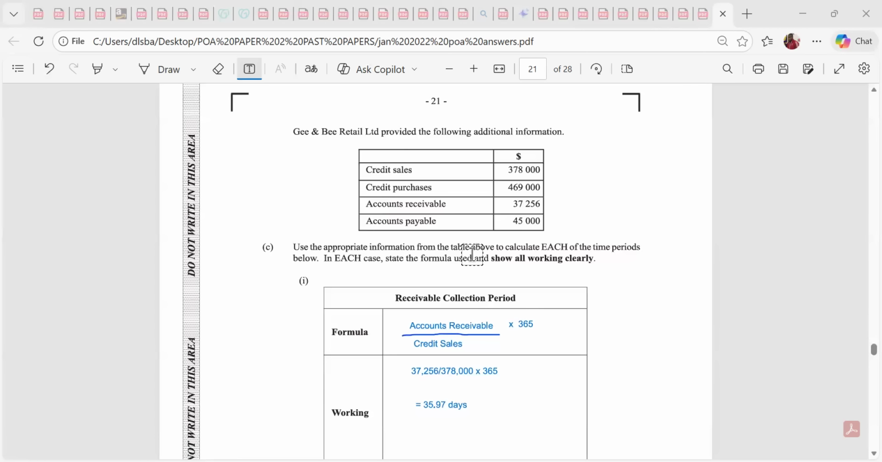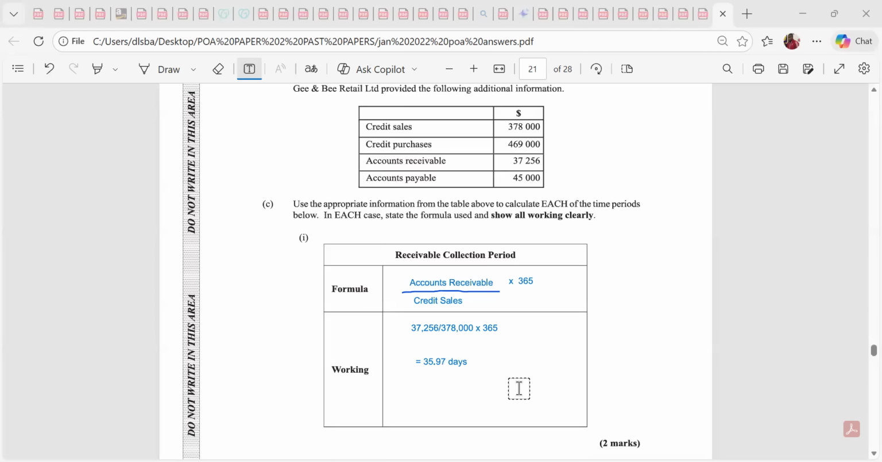The formula is accounts receivable divided by credit sales, multiplied by 365 if you want it in days. If you want it in weeks, you multiply it by 52. So we use the 365-day formula here. You take the receivables, 7,256, divided by credit sales, 378,000, and multiply by 365. The answer is in days. It takes us about 36 days to get back our money.